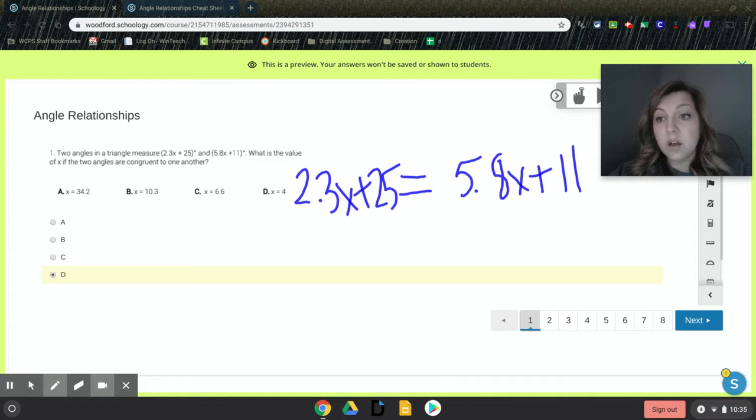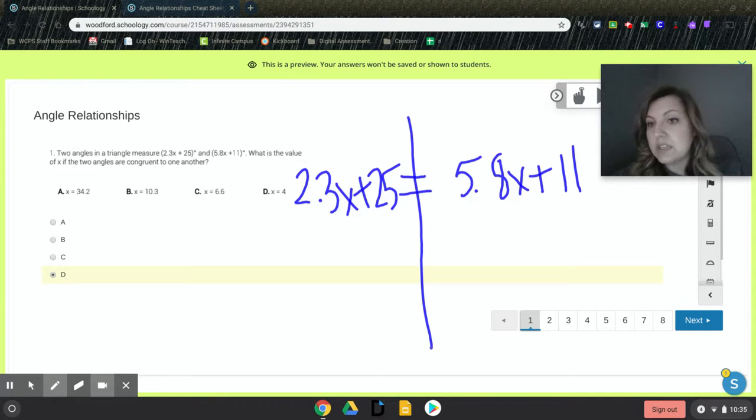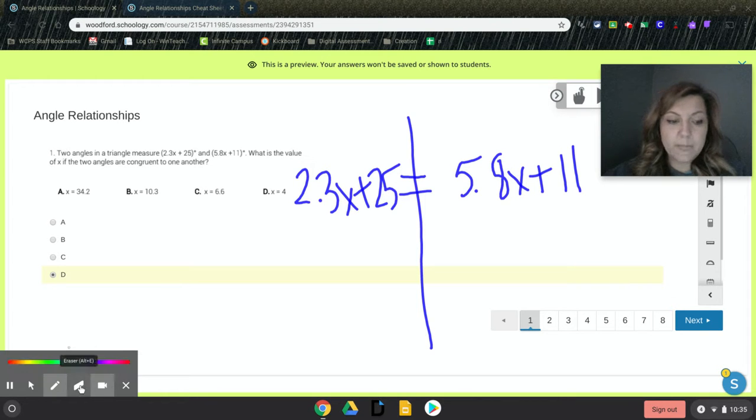Then solve for x. So draw your line, move variables to one side, move constants to the other, and combine like terms if needed. You won't need to on this one. Make sure that you get all of your x's, all your variables, on one side and all your constants on the other. Use inverse operations to isolate the variable and solve for x.